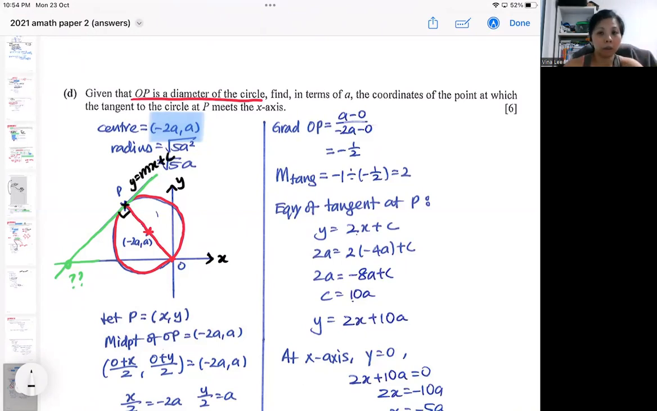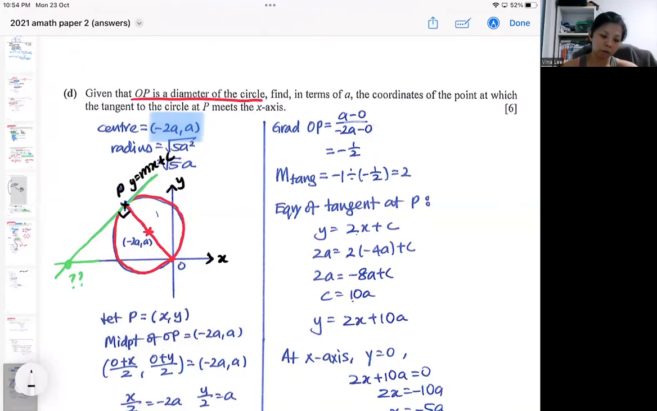Okay, the more critical thing will be you do not have the coordinate of P. So you should make use of the diameter to find the coordinate of P first. But don't worry, everything is in terms of A. So don't let the A be a mind block to you. I'm going to try to find my coordinate P, because I will need a coordinate so that I can do the mx plus c.